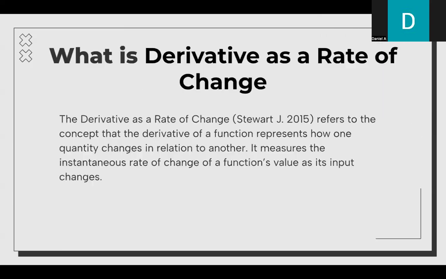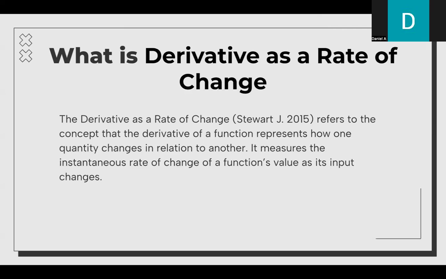So what is a derivative as a rate of change? According to Stewart J from 2015, the derivative as a rate of change refers to the concept that the derivative of a function represents how one quantity changes in relation to another. It measures the instantaneous rate of change of a function's value as its input changes.